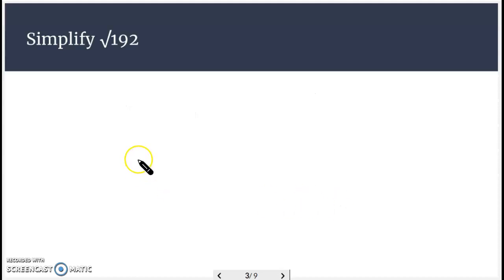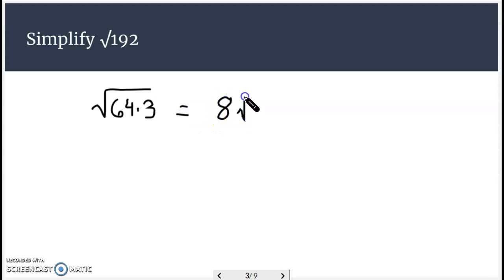Next up, we're going to simplify 192. 192 can be broken down into 64 times 3. We can take the square root of 64 and get 8, but we can't take the square root of 3. We leave it inside the radical.